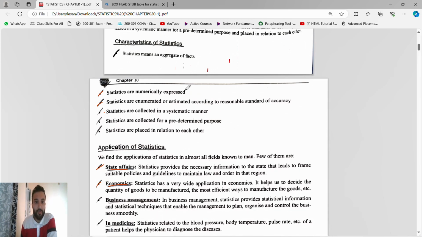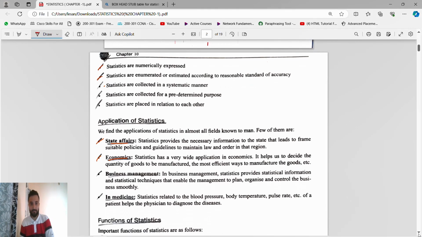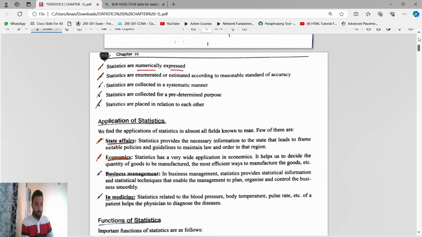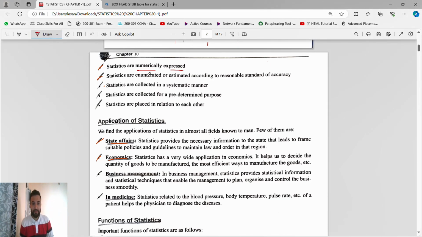Now we'll see the characteristics of statistics. I have ticked this point, meaning this whole point is important. Statistics means an aggregate of facts. Statistics are numerically based, meaning they are based upon numeric values. Statistics are enumerated or estimated according to reasonable standards of accuracy.